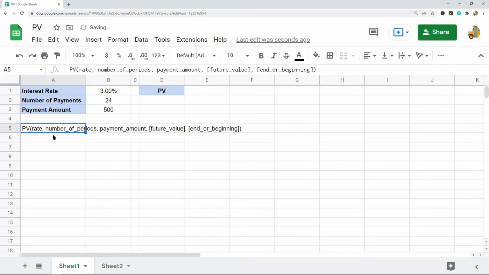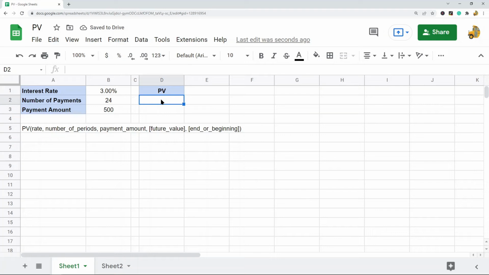The first argument is our rate, which is our interest rate. I'm going to come into the cell where I'm going to calculate the formula, type equals PV, press tab, and now I'm in the formula. The first argument is our interest rate. Remember, this needs to be in consistent units with our number of periods. This is the annual interest rate, and there are 12 payments a year over a period of 2 years, so I need to divide my annual interest rate by 12 in this argument for the formula to calculate properly.